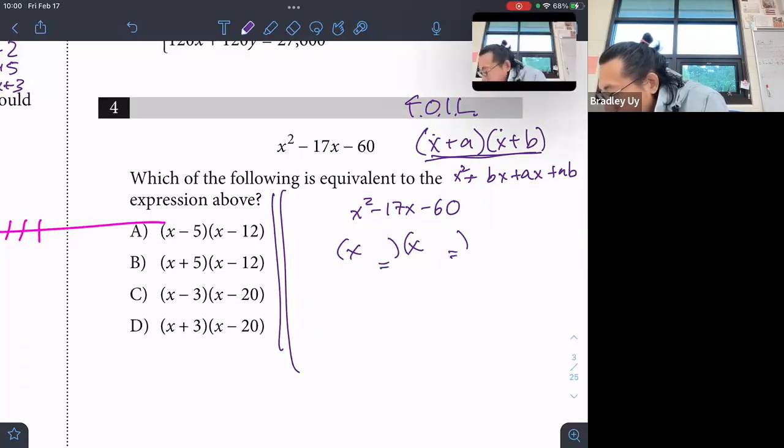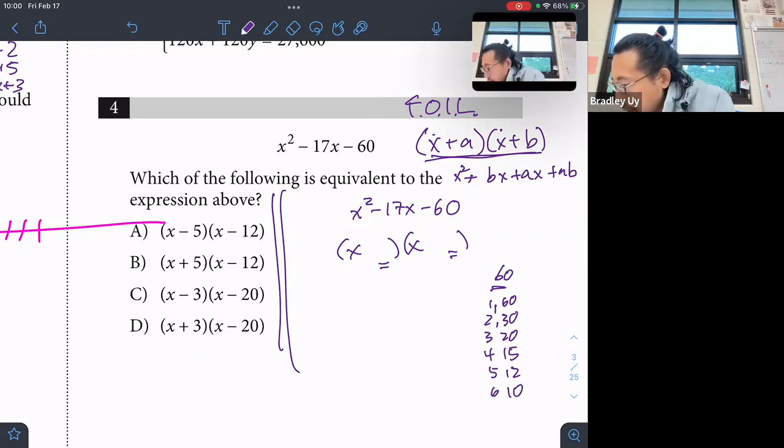You need to look for two numbers that multiply to 60. The numbers that multiply to 60 are 1 and 60, 2 and 30, 3 and 20, 4 and 15, 5 and 12, and 6 and 10. Those are all the factors in pairs. Now, two of these possibly add or subtract to negative 17 in the middle. That would be this one and this one.